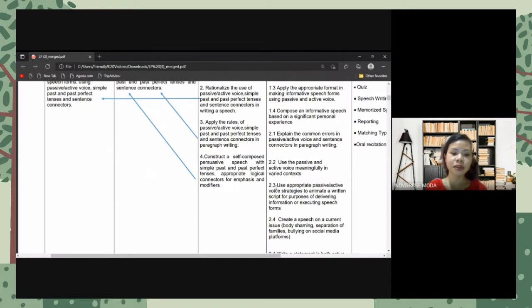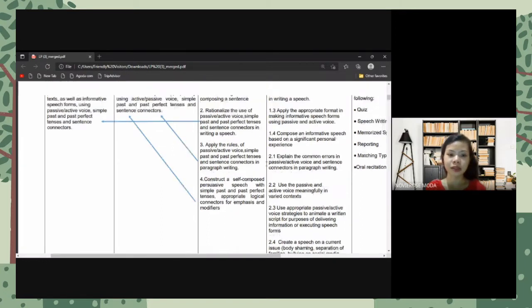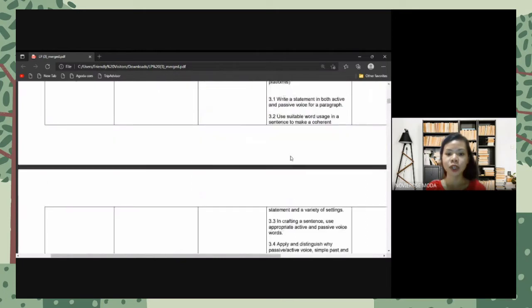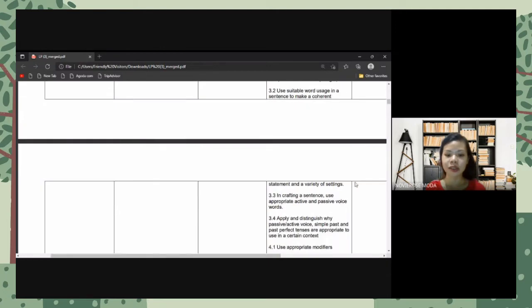So, number three, MELC. So, apply the rules of passive and active voice, simple past and past perfect tense, and sentence connectors in paragraph writing. So, we have here four sub-competencies. Write a statement in both active and passive voice for a paragraph. Number two, use suitable words in sentences to make a coherent statement in a variety of settings.